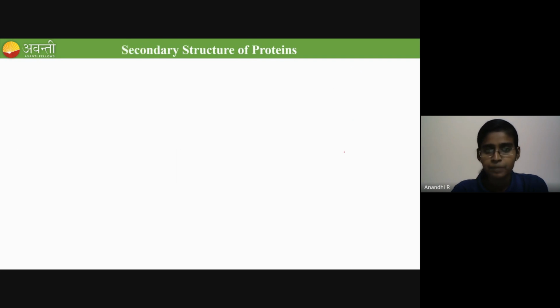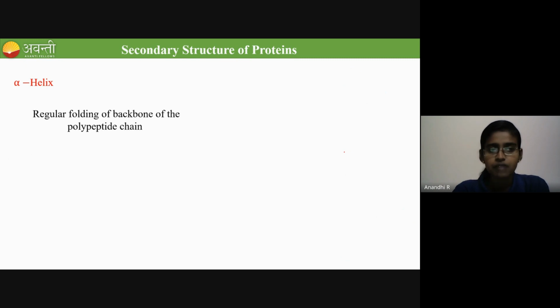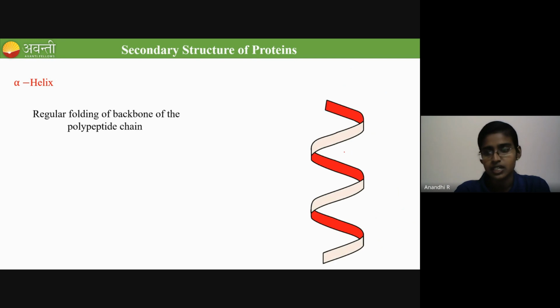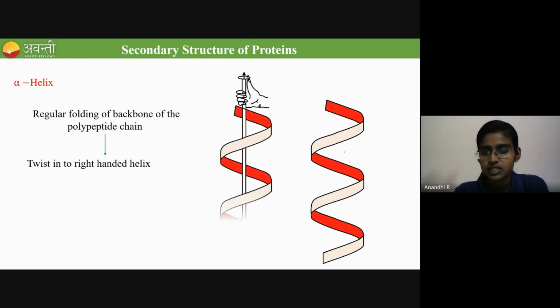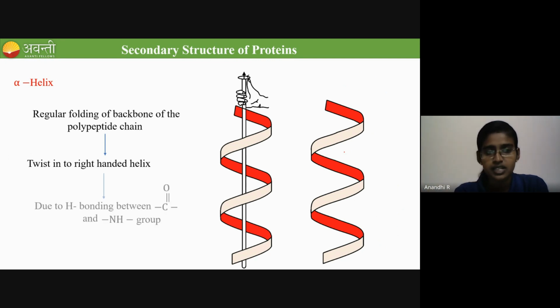And coming to the secondary structure of protein, it consists of two parts again. The first one is alpha helix and the second one is beta pleated sheet. Alpha helix is a regular folding of the backbone of the polypeptide chains. So you can see here, this polypeptide chain twists into a right-handed helix. Just see this, it is twisted into a right-handed helix. Okay, this right-handed helix structure is called alpha helix.